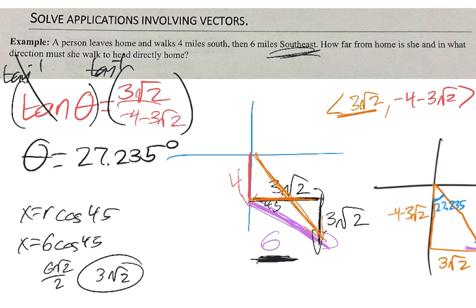So to return home, she would need to walk 27 degrees west of north, because this is due north. And you can see this angle touches due north, but it's 27 degrees west of that. Yep. Just to be sure, tangent's y over x, right?